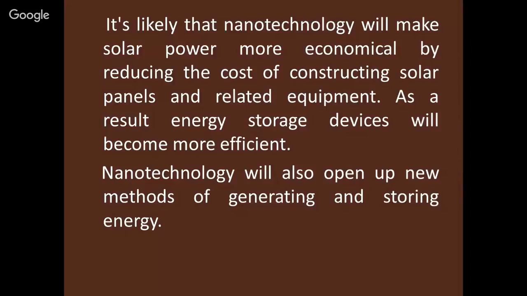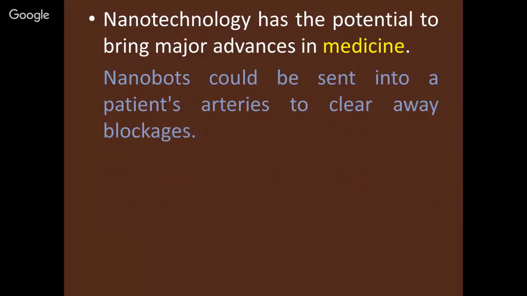So nanotechnology will also open up a new method of generating and storing energy. Mainly, people suffer from a small defect, which is nothing but the use of batteries. They get discharged very quickly. Later on, after a few years, we may find batteries that, if you charge them, I don't know exactly, but I believe can last for a few weeks or a few days. So the charging, that is the storage capacity, can be increased.